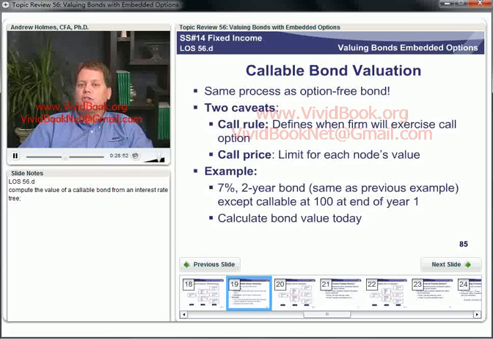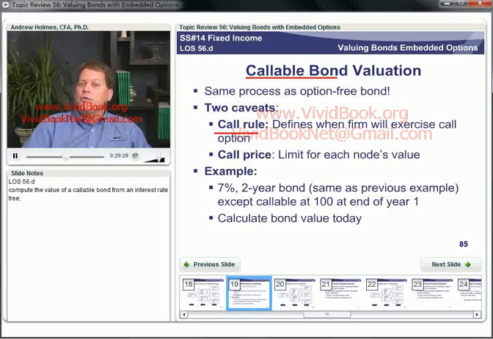So before we get started, a couple of caveats here. If we're going to go to a callable bond or any bond with an embedded option, we're going to need a rule for how that option would be exercised. So in other words, the firm's going to exercise their option when interest rates fall. But if the coupon rate on this is 7% and interest rates fall to 6.99%, well, transaction costs would probably prevent them from exercising their option, right? So we'd need some sort of rule here, and as a default rule on the exam, if they don't say anything else, if the option's in the money, forget about transaction costs, they'll exercise the option.